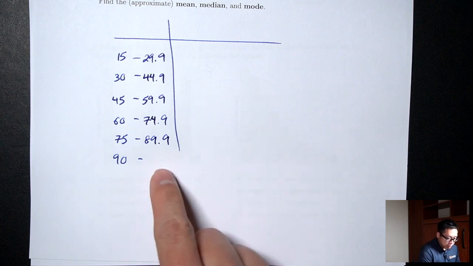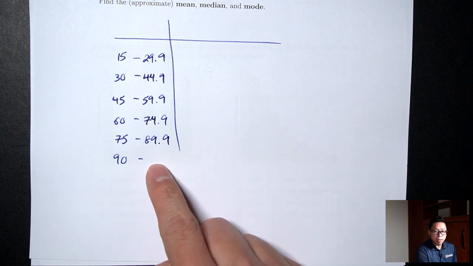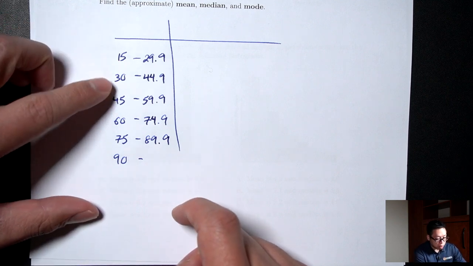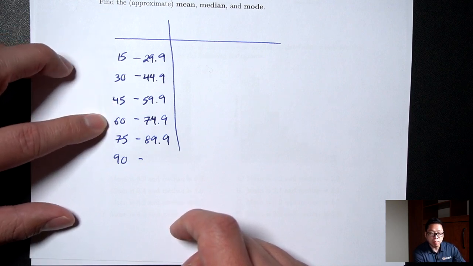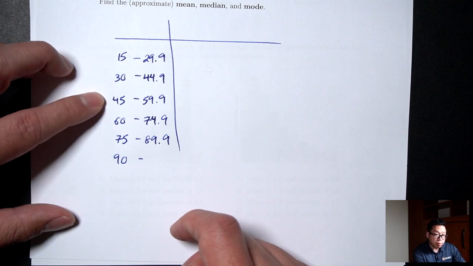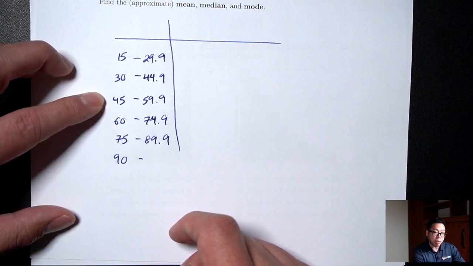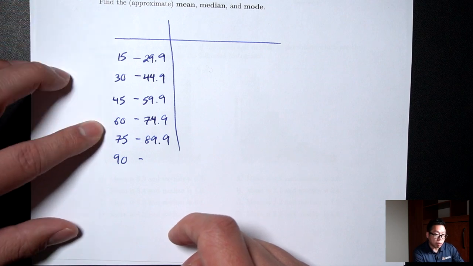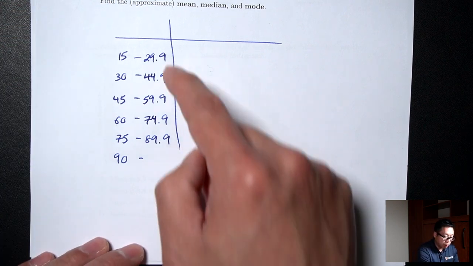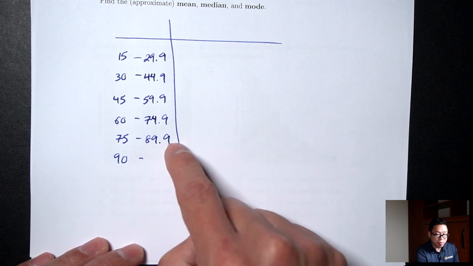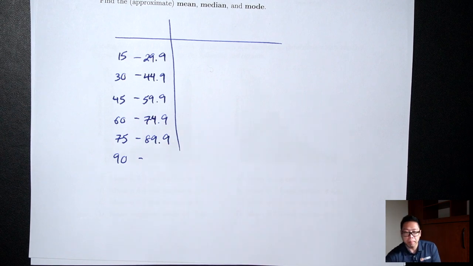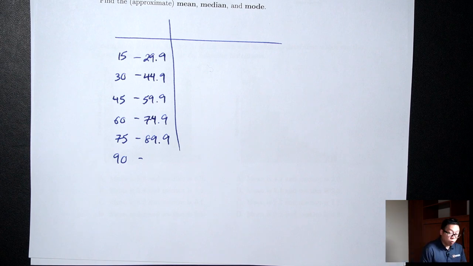And then we probably don't even need this last one, but if you needed it, how would you find it? Well, find the class width. So my lowers are going up by how many? If I just look at these two, 45 to 60, that's going up by how many? 60 minus 45, that's 15. So that means that my class width is 15. All of my lower numbers are going up by 15, which means all my upper numbers need to go up by 15 also. To find this last one, just add 15 to this 89.9, which is 104.9.